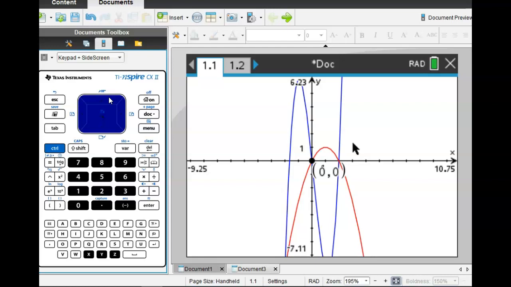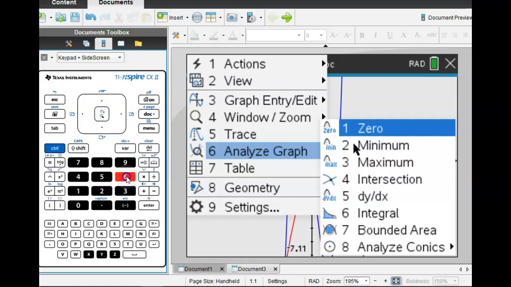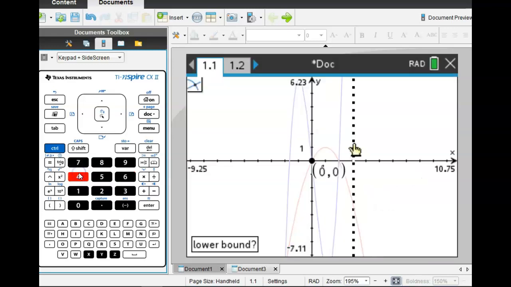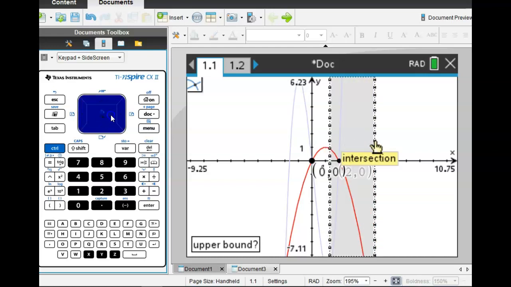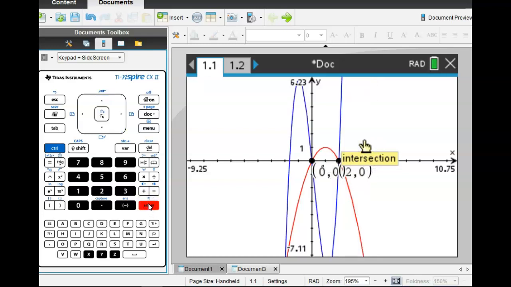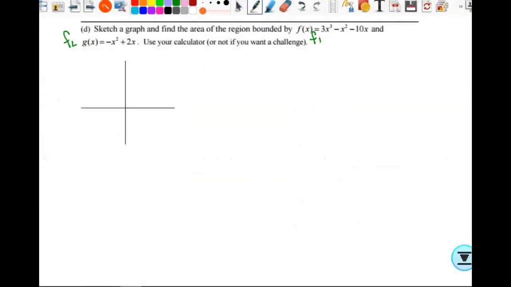All right, so then we're going to do that again. Menu, analyze the graph, intersection. I'm going to move this to the left side of this intersection here, hit Enter. Then move it to the right so it's on the other side of it, hit Enter, and it shows me the intersection is at 2, 0. Which it totally looked like, but again, you have to make sure, and it's not always going to be real pretty. Okay? So our intersections are at 0 and 2.